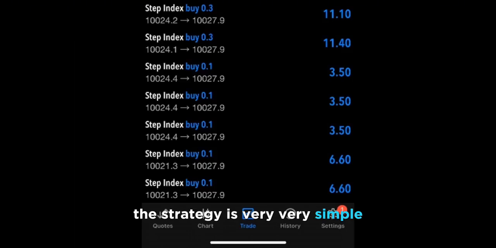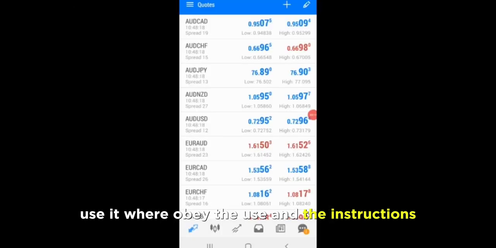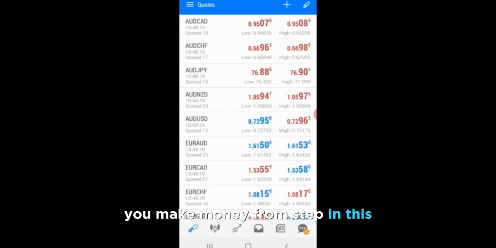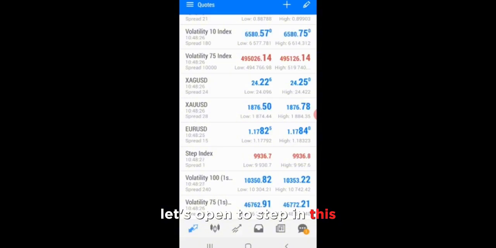The strategy is very, very simple. It's easy to understand, but it's just for you to use it well. Use it well, obey the rules and the instructions. You will make money from step index. So this is how it works. Let's open step index.